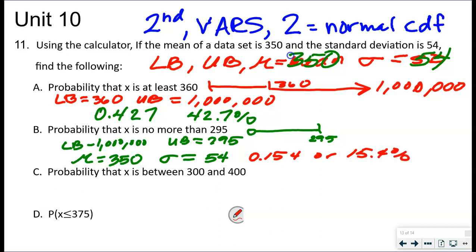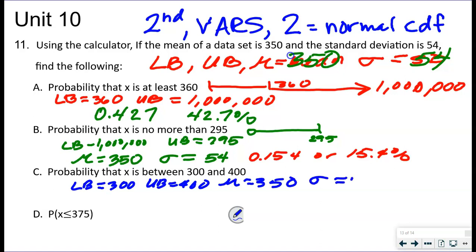Okay. Then between's always easy to me, because with betweens we can literally say lower bound is our smaller number, which is 300. Our upper bound is the 400. And again, mu is our 350. Our standard deviation is 54. Okay, so put all those in there, and then when you do that, this one gives you 0.646 or 64.6%.